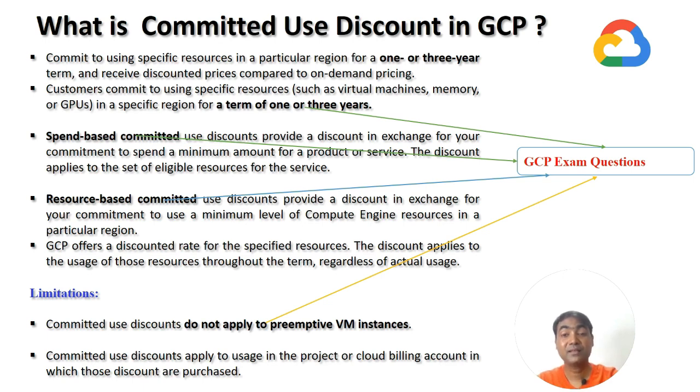They apply to eligible uses in any projects paid for by that cloud billing account. You know guys, resource-based committed use discounts provide a discount in exchange for your commitment to use a minimum level of Compute Engine resources in a particular region. The discount applies to vCPU, memory, GPU and local SSD.